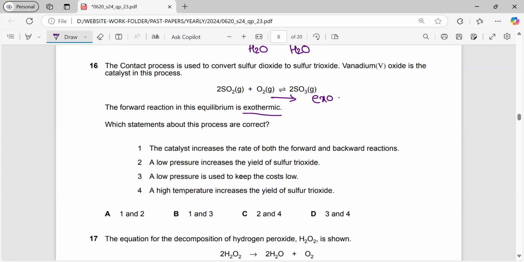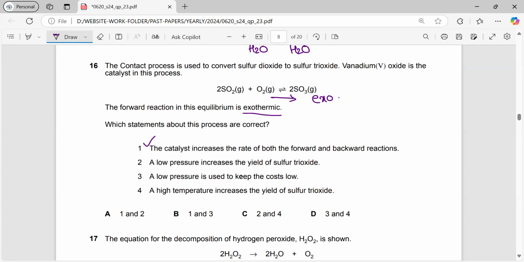The catalyst increases the rate of both forward and backward reaction. That if we add a catalyst, the rate of both forward and backward reactions increases? Yes, because both reactions are happening at the same time. So if we add a catalyst, both will increase. The rate of both reactions will increase.